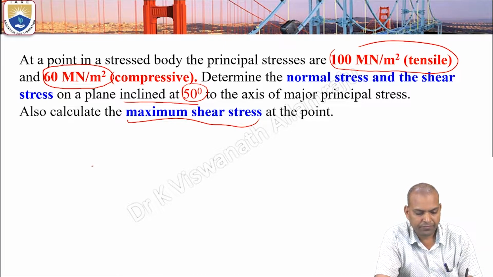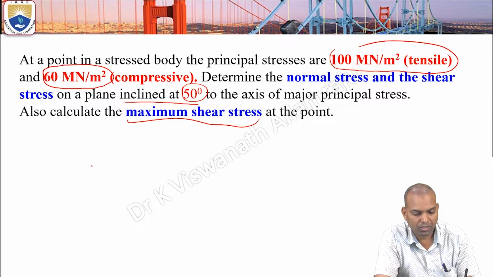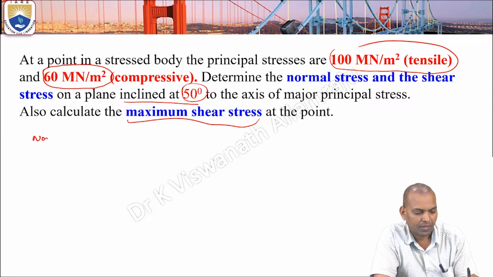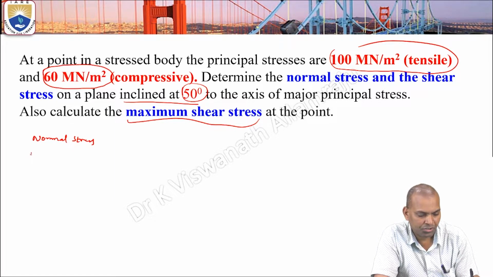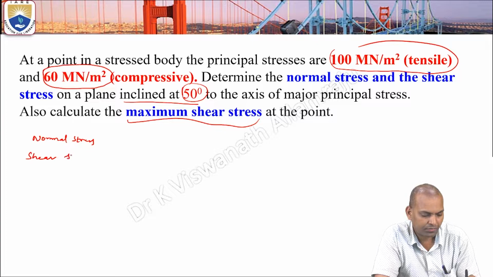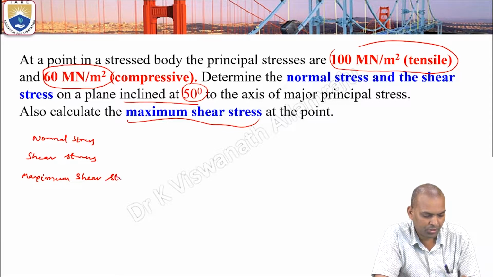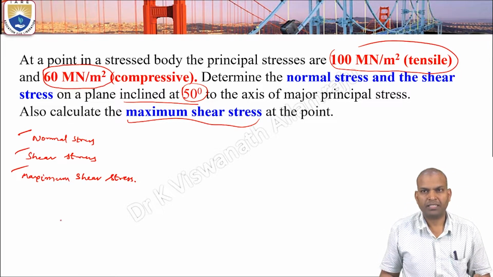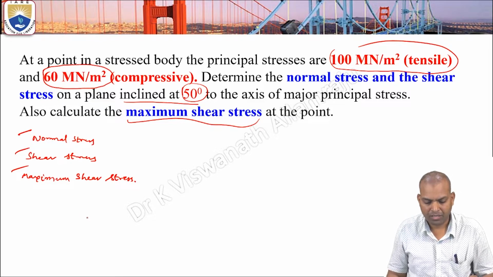There are three objectives. Number one, normal stress. Another one is shear stress. And the third one is maximum shear stress. Normal stress, shear stress, and the maximum shear stress.